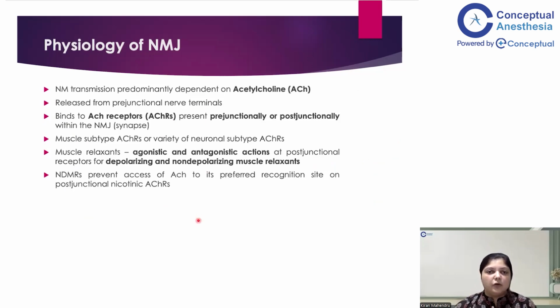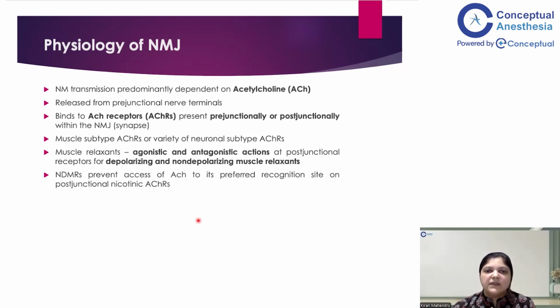Now, basically, neuromuscular transmission is dependent on the release of acetylcholine, which is released from the prejunctional nerve terminals, from the vesicles present at the release sites. Now, this acetylcholine, when released, binds to the acetylcholine receptors, which are present prejunctionally as well as postjunctionally within the neuromuscular junction or the synapse. Now, there are two types of acetylcholine receptors. One is the muscular subtype, and the other is the neuronal subtype of acetylcholine receptors.